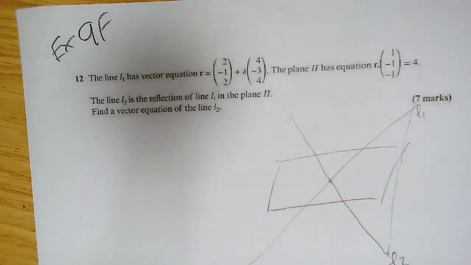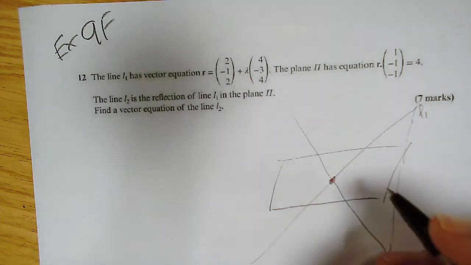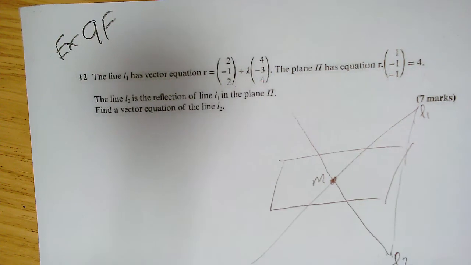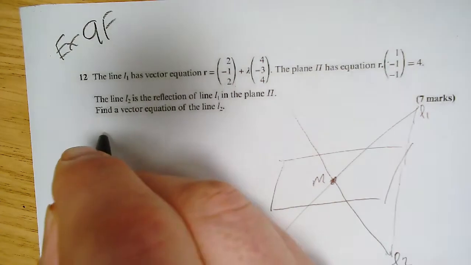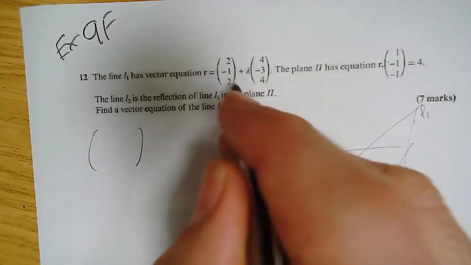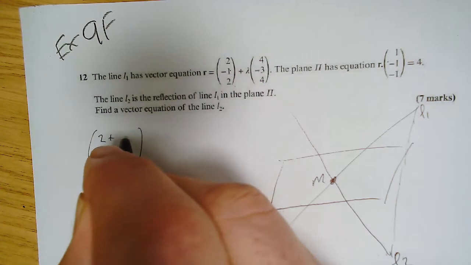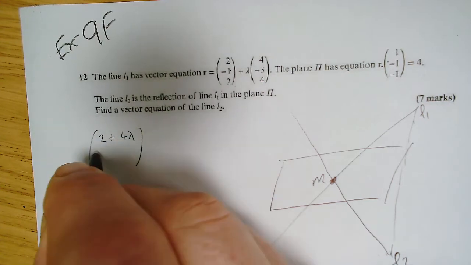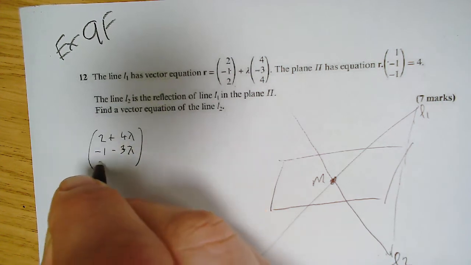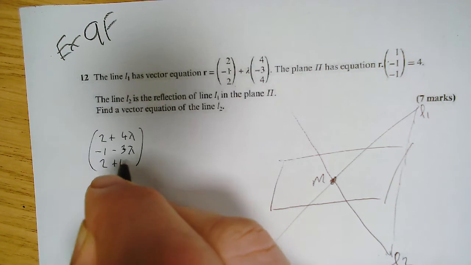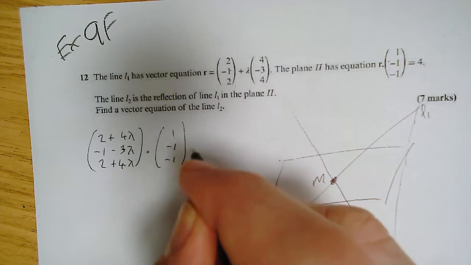I'm going to use that type of line later. First of all, I'm going to find that point there. I'm going to call that M, just because it's where it meets the plane. So what I do is, I imagine R is some point on the plane, which is also a point on the line. So the general point on that line I can write as (2 plus 4 lambda, negative 1 take away 3 lambda, ...), dotted with (1, negative 1, negative 1), equals 4.